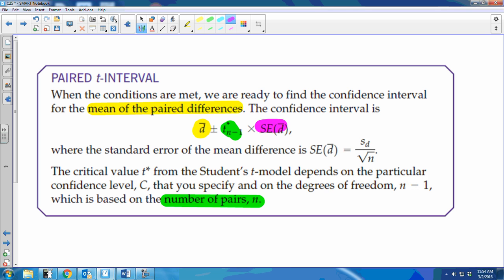And then you have times the standard error of those differences. So you find the standard error of the differences by doing the standard deviation of the differences over the square root of n, again, where n is the number of pairs. It follows that same pattern that they've been following this entire time: statistic plus or minus critical value times standard deviation of the statistic.